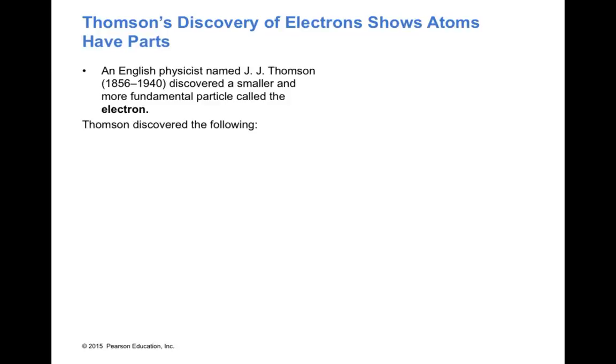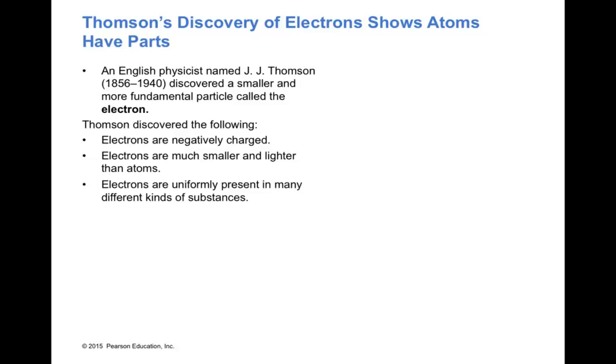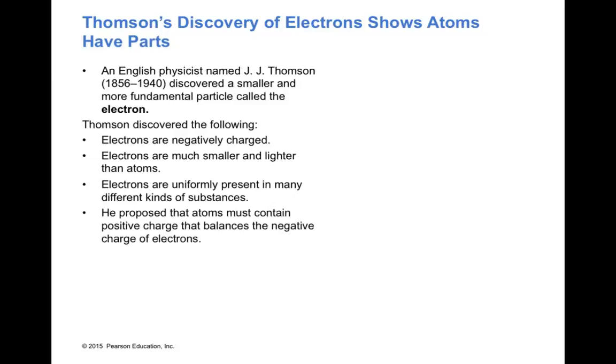He discovered a small negative particle, which he called the electron. These particles are much smaller and lighter than the atom. They are uniformly present in many different kinds of substances. Thomson proposed that atoms must contain positive charge that balances the negative charge of the electrons.